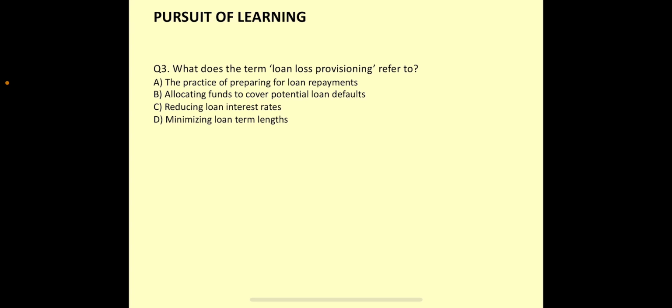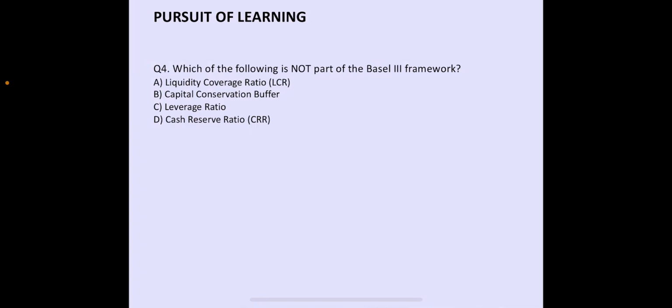Question number 3. What does the term loan loss provisioning refer to? The practice of preparing for loan repayments, allocating funds to cover potential loan defaults, reducing loan interest rates, minimizing loan term lengths. Obviously, the correct answer is option B, allocating funds to cover potential loan defaults.